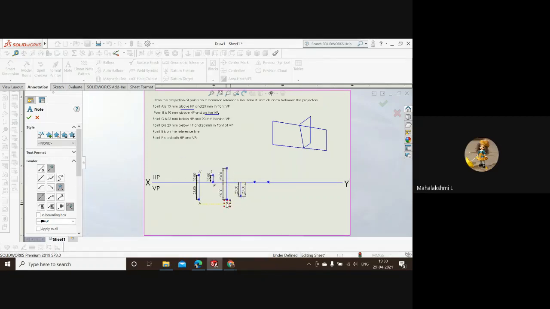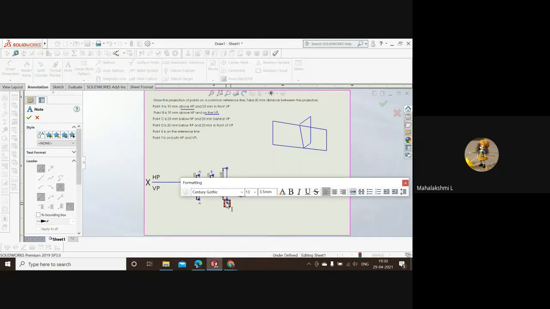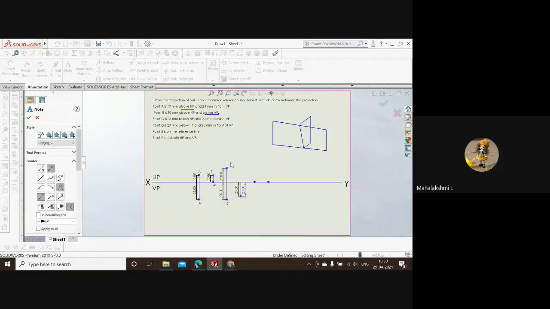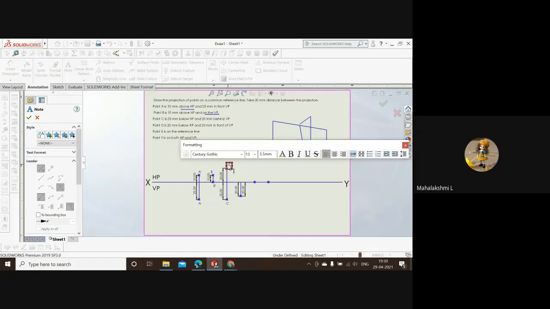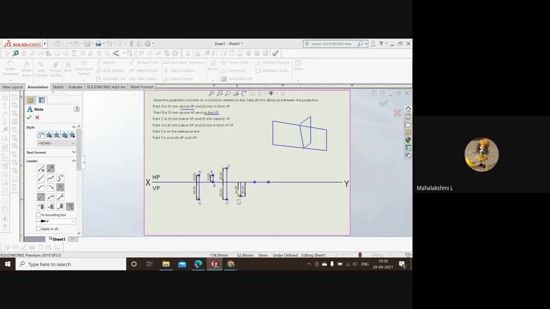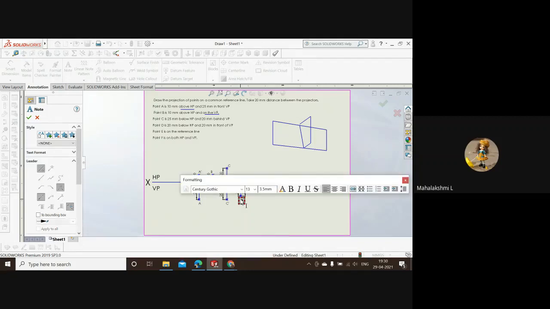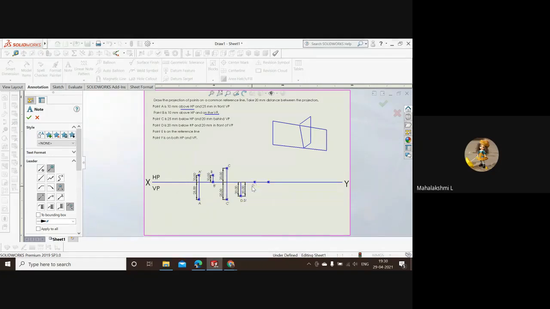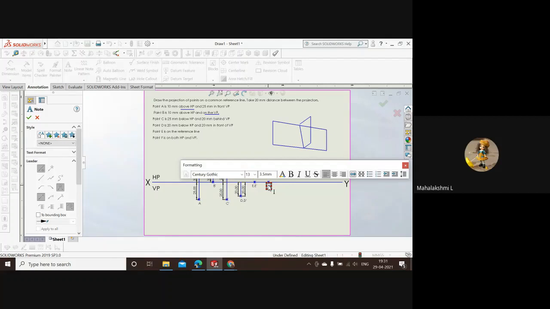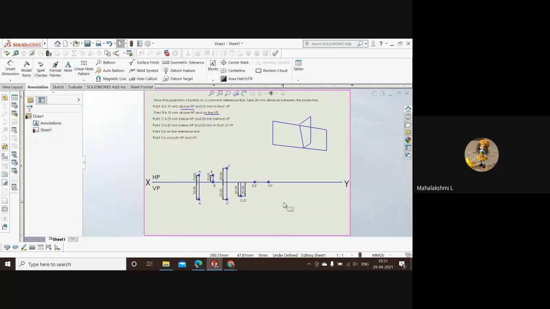This is C dash, because as we have seen, it's below HP, means it's below the XY line. So here is C dash, and here we'll have the point C. And here we'll have both the points B and B dash. Here is the point E and E dash, because it is on the reference line. And here comes the point F and F dash. That's done. So this is all about projection of points.